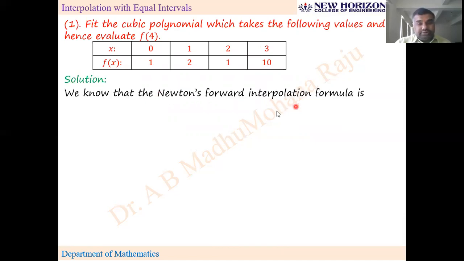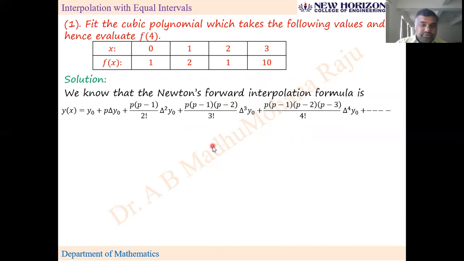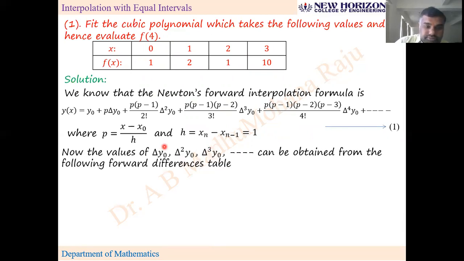We know Newton's forward interpolation formula. Suppose for the same problem, if it is asked to evaluate f of 4 directly, then we can use Newton's backward interpolation formula. We know Newton's forward interpolation formula, and what p is and what h is we listed here. Then we need delta y0, delta square y0, delta cube y0, and so on. And that we will see with the table.